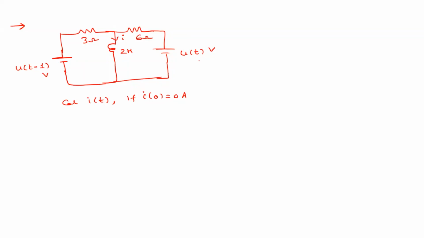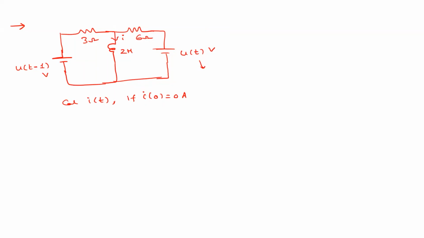You're aware of this meaning, right? What is the meaning of this one? So the right one has been closed at t equal to 0 and the left one at t equal to 1. What is the magnitude of the source?